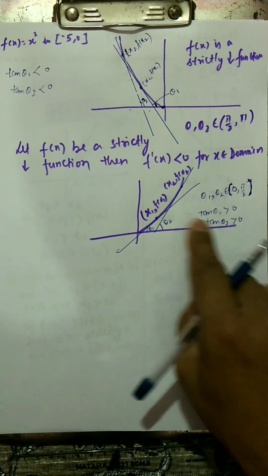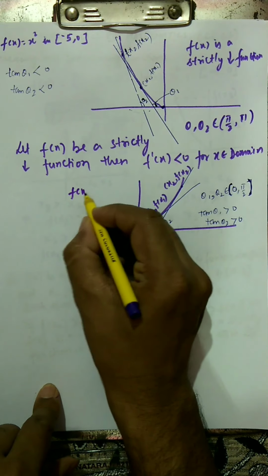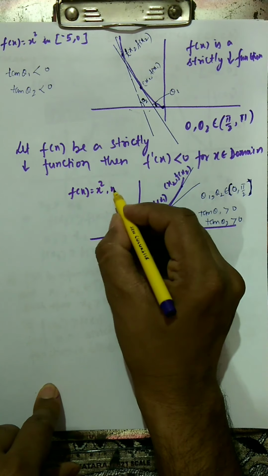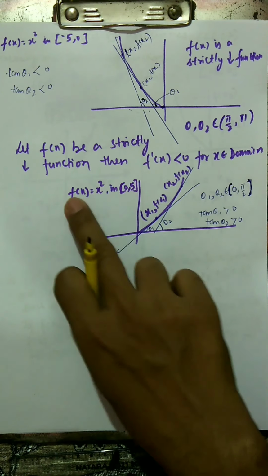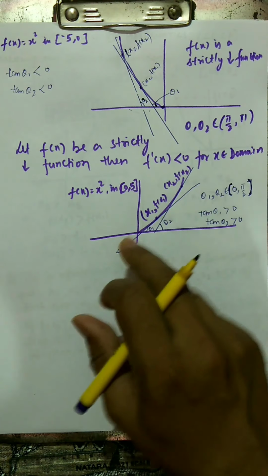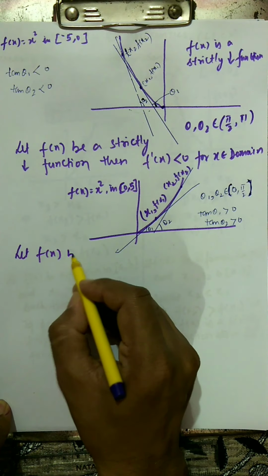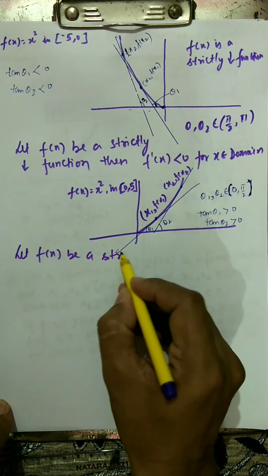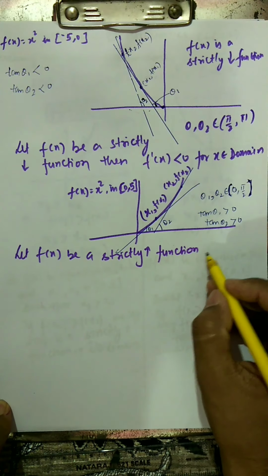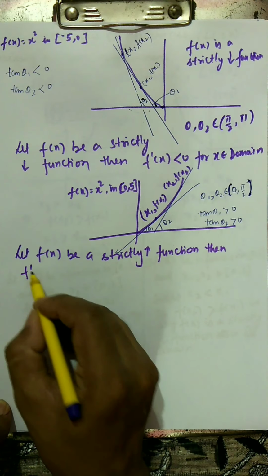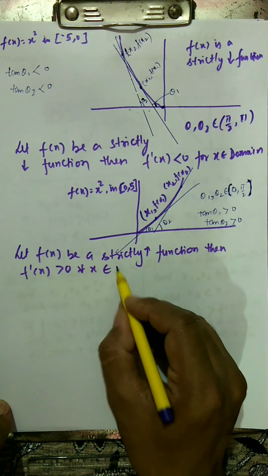So what we are observing, if f(x) is an increasing function, and this f(x) equals x square, we can take the domain 0 to 5. So this is again an increasing function, and what's happening with the slope? We can write this: let f(x) be a strictly increasing function, then f dash x is always greater than 0 for all x belonging to its domain.